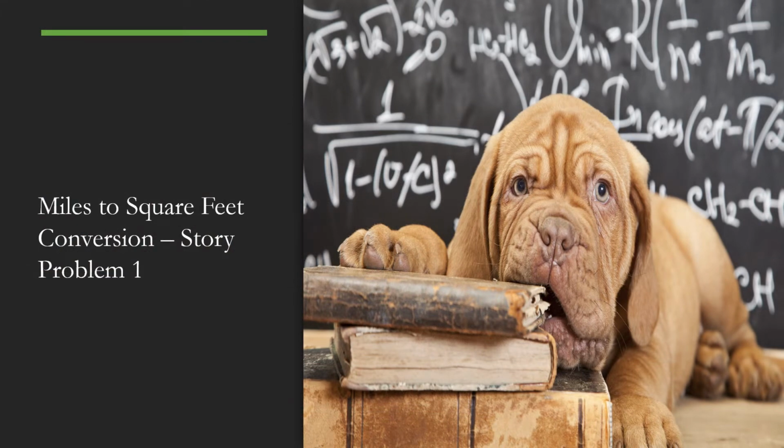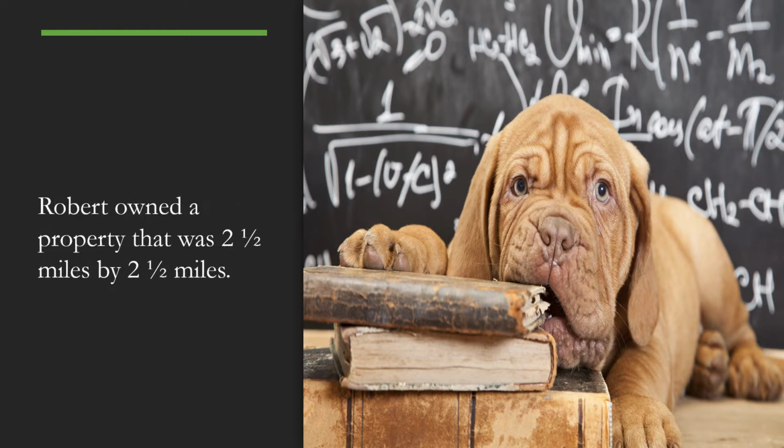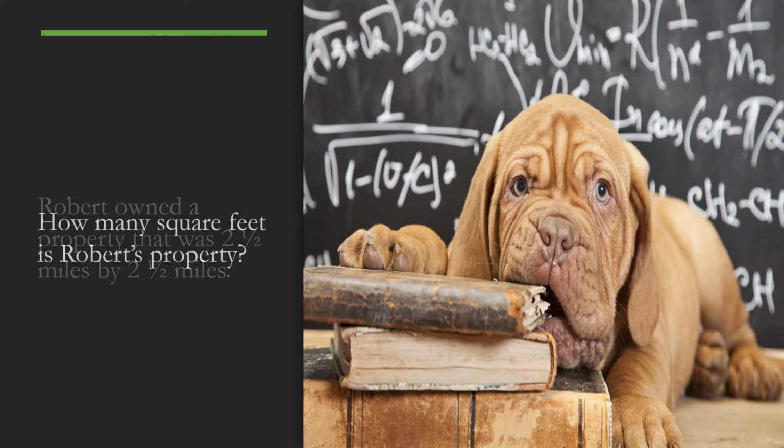Miles to square feet conversion, story problem 1. Robert owned a property that was 2.5 miles by 2.5 miles. How many square feet is Robert's property?